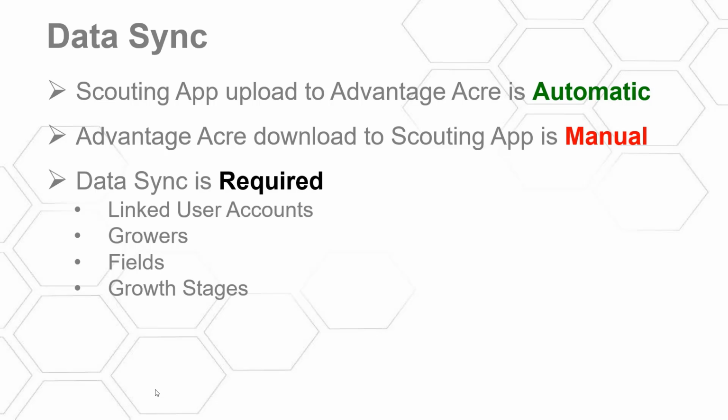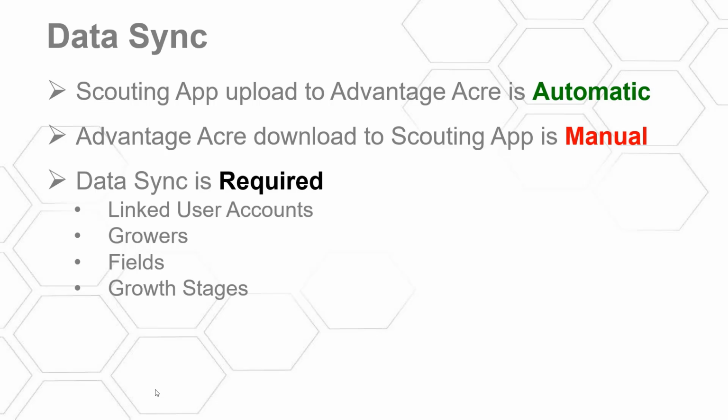Let's talk about data sync before we actually talk about doing a scouting trip itself. Why is this very important to our conversation? Well, you can see in the middle of your page it says it's required. Let's take a look at why. First reason is that although the Scouting App upload to Advantage Acre is automatic, whatever we put in automatically shows up in our Advantage Acre account whenever we do it, the download from Advantage Acre to the Scouting App itself is manual. Remember, the Scouting App was purchased by AgReliant.